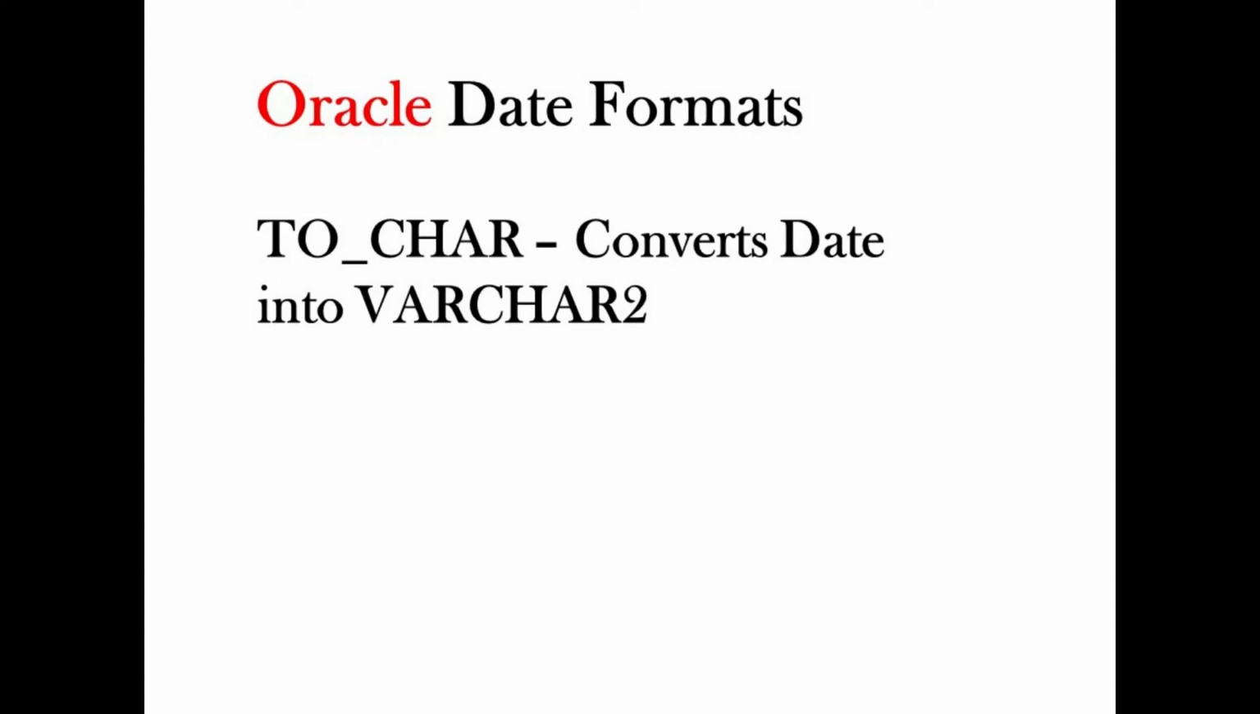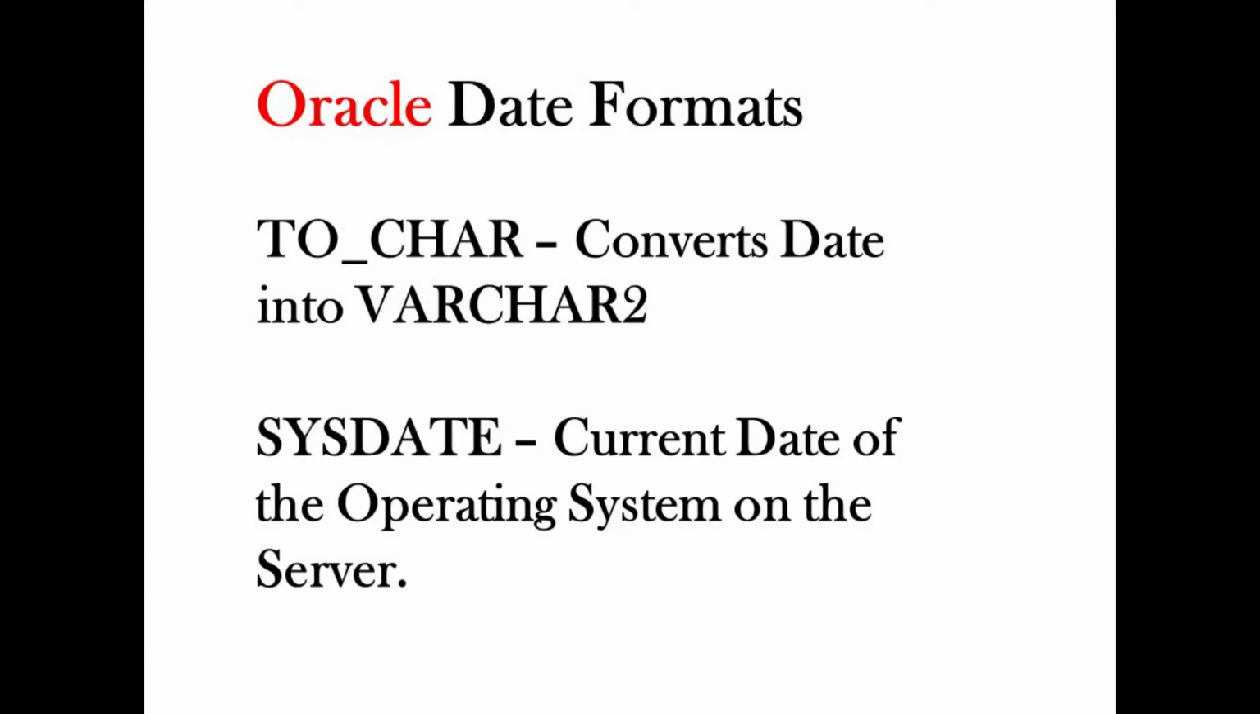In this video we're going to be talking about Oracle date formats, and we're going to be talking about the toChar function. What the toChar does is it converts a date field into a varchar2 field, which is a string field. We're also going to cover the sysdate, which is the current date of your operating system. The reason I'm going to bring this up is we're going to use the sysdate with toChar to show many examples of how to convert a sysdate, which is a date field, into a string field.